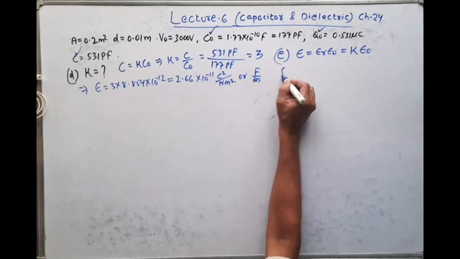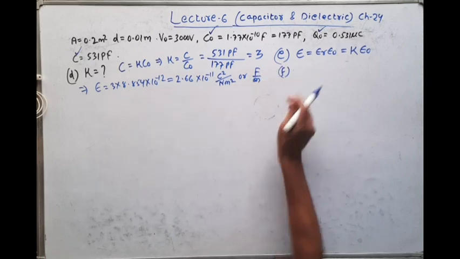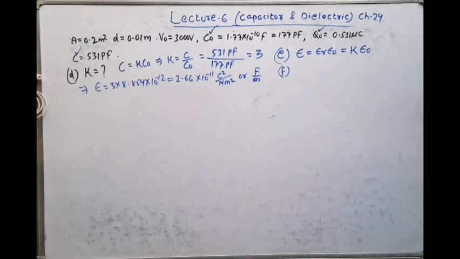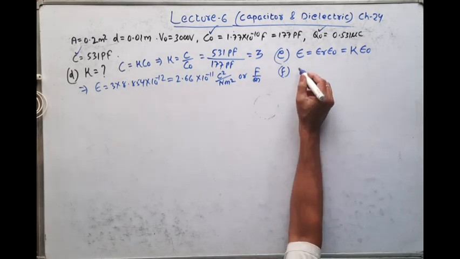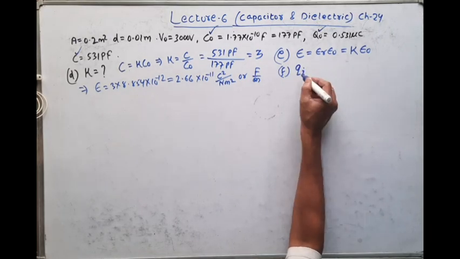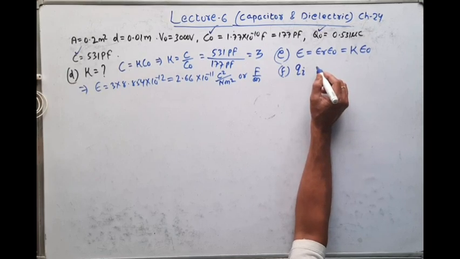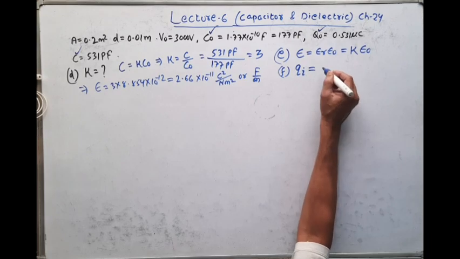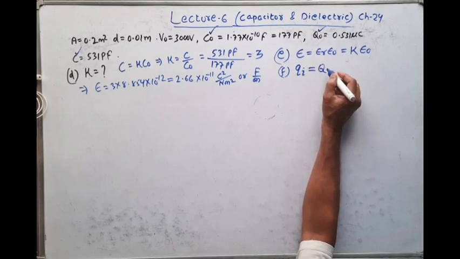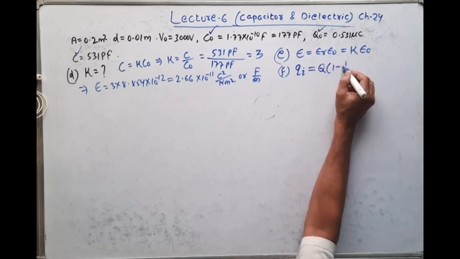So now the next bit. In this bit, what do you have to find? Just go to the question. Here the dielectric constant is given. You have to find the induced charge, Qi, induced charge on the dielectric medium. I have already discussed this in the theory part. You can refer to the previous note. The induced charge is equal to the charge on the capacitor into 1 minus 1 by K.